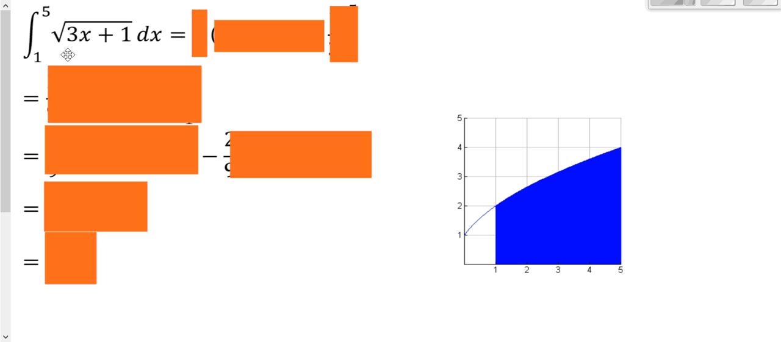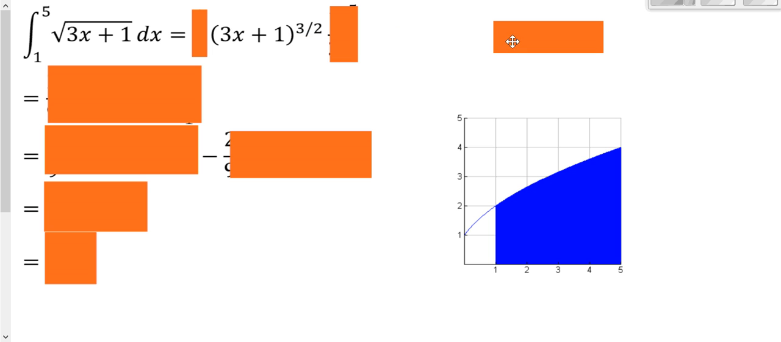So here, our area is being displayed over here on the lower right. We're looking for the area underneath this function from 1 to 5. Well, remember, this is an exponent of 1/2, so you'd have to increase your exponent by 1. So we'd have to have a 2/3 in front to undo that exponent. Then once again, we'd also have to have something to undo our chain rule. The derivative of the inside is 3, so we'd have to have a 1/3 hanging out. Then we can evaluate it.